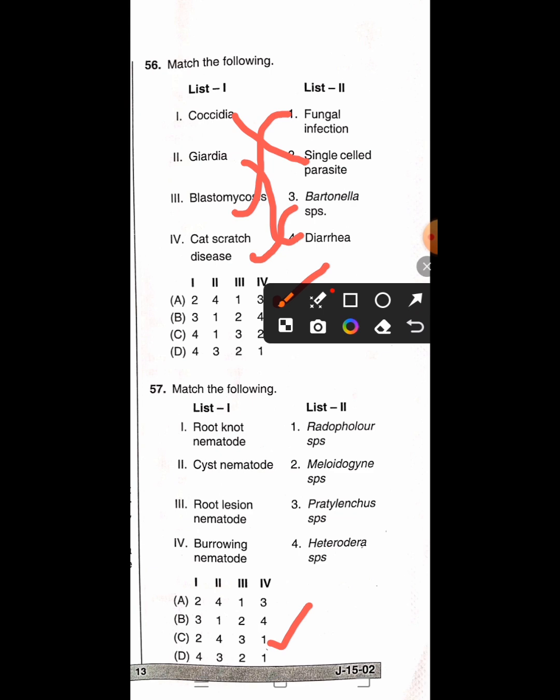That means root knot nematode is nothing but Meloidogyne species. Cyst nematode is nothing but Heterodera species. Root lesion nematode is nothing but Pratylenchus species. Burrowing nematode is nothing but Radopholus species. Let's see the next question.